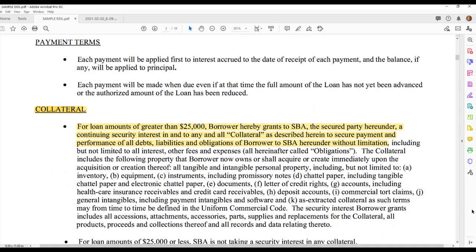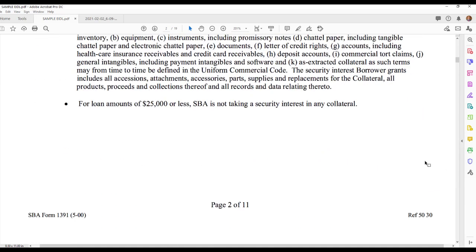All right, collateral. What does this section mean to me? To me, it basically means the SBA owns your business. They have a first lien position on all of the assets. That's their collateral. And so you can't sell anything without the SBA's permission. It's harder to get financing because the SBA has a first lien position on all of your company assets. They own your business. That's what this means to me.